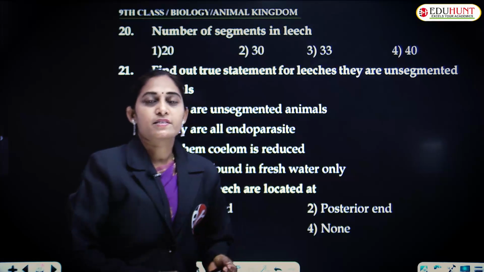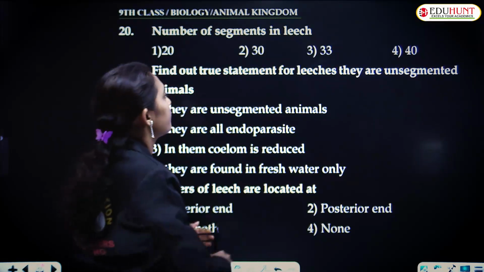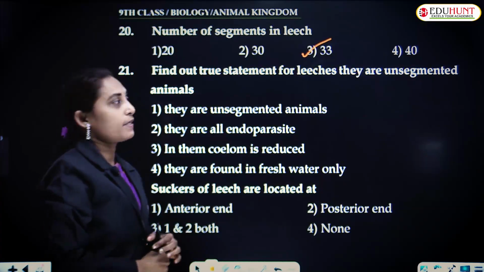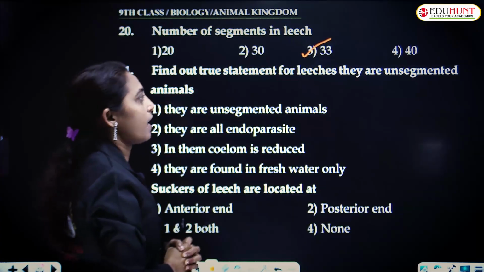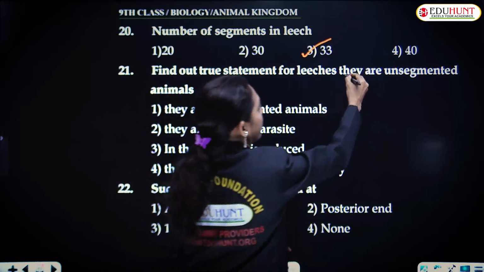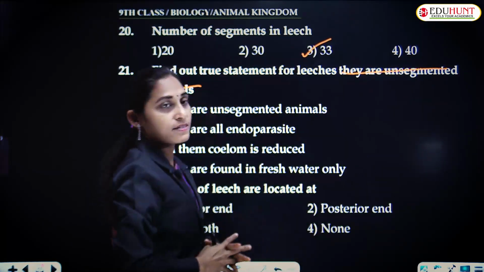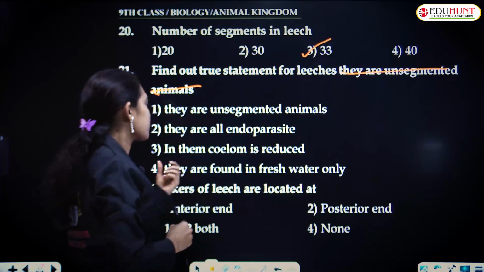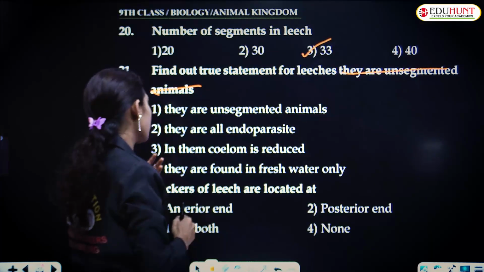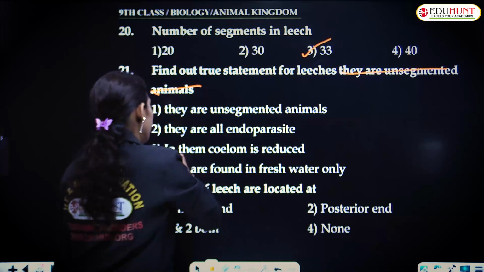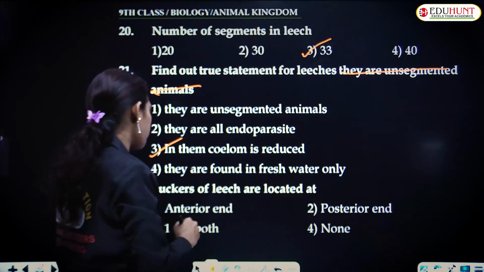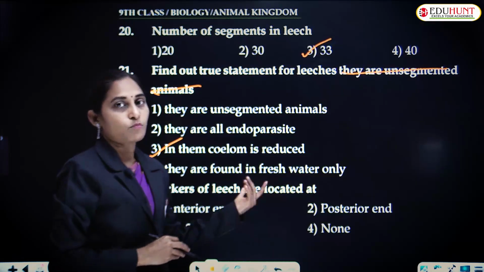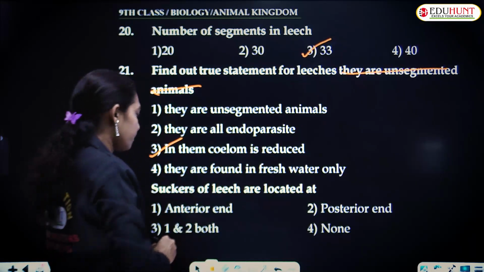The number of segments in leech is 33. Find out the true statement for leeches. They are unsegmented animals? They are all endoparasites? In them, coelom is reduced. They are found in fresh water only? Coelom is reduced. That is the correct option. Suckers of leech are located at both the anterior and posterior end.